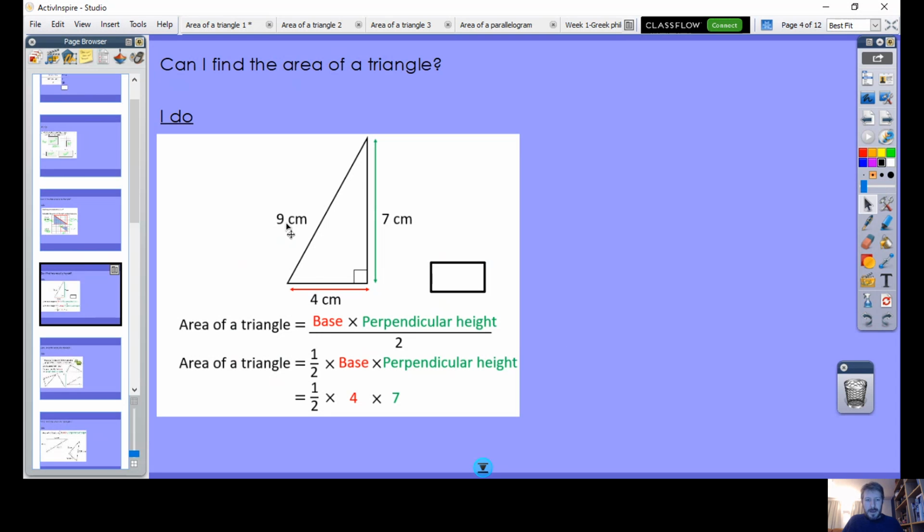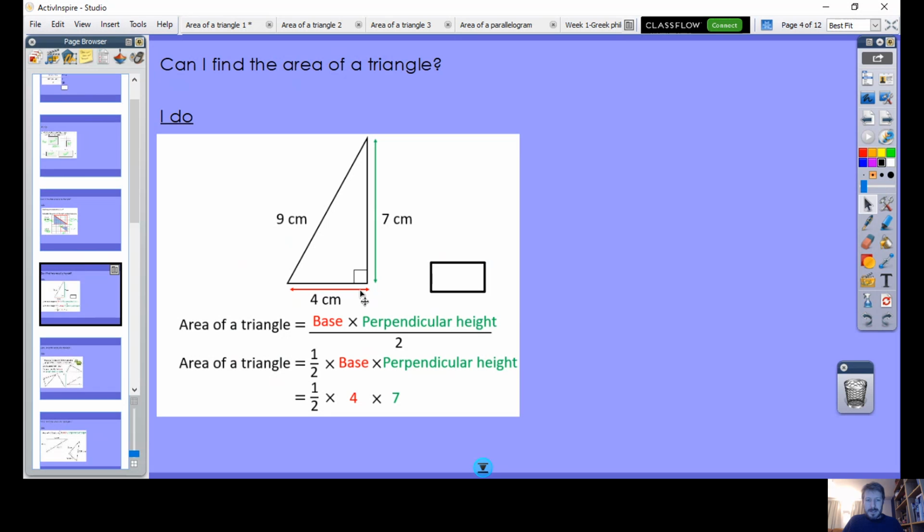Well, if you look at this triangle here, we're multiplying the base of the triangle by the perpendicular height of the triangle. Now, if you think back to year 4, you would have learned that perpendicular means at a right angle. So you would have thought of perpendicular lines as meeting at a right angle. So the perpendicular height must meet at a right angle.